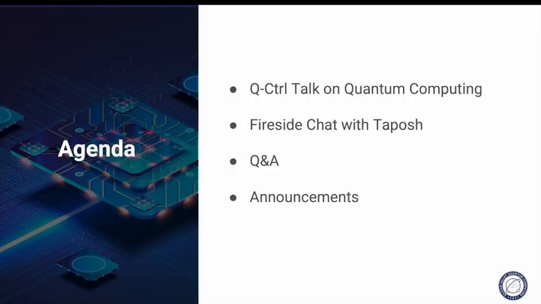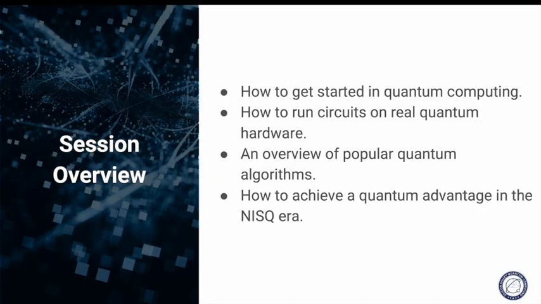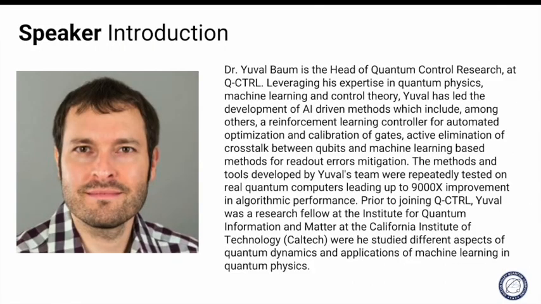Today's agenda is about these four things. First is Q-Control, to talk about quantum computing and quantum error suppression. Then a fireside chat where I'll ask a few questions, and then we'll have an open Q&A with the audience, and then some announcements. What you're going to get out of this session is how to get started in quantum computing, run some circuits, popular algorithms like Grover search and stuff like that, and then how to achieve quantum advantage in the NISQ era.